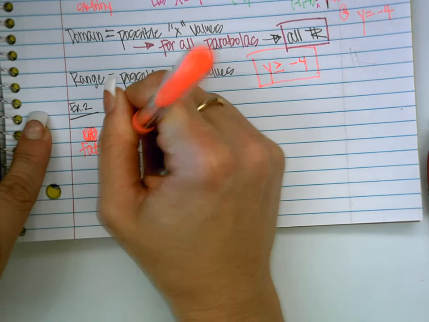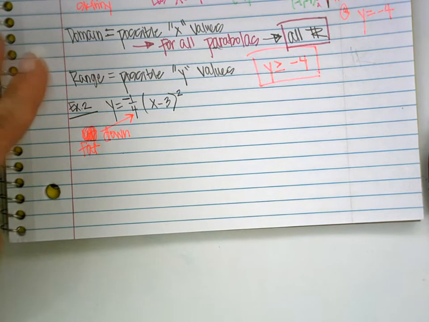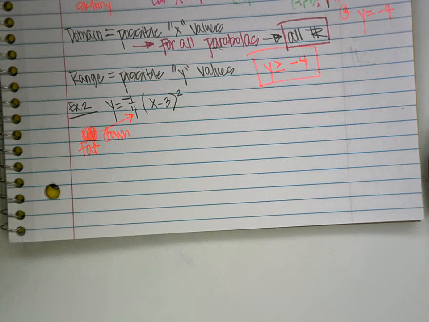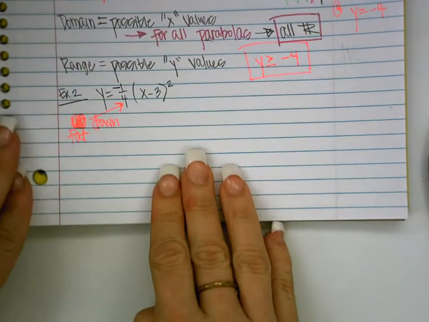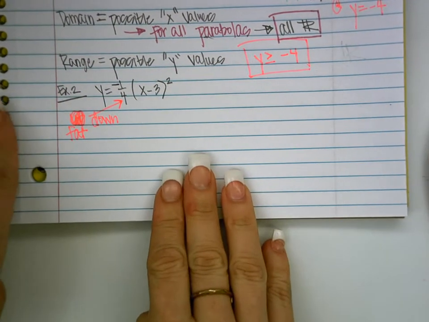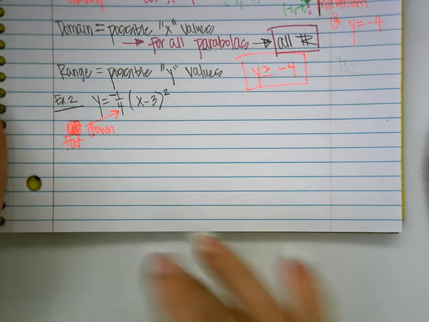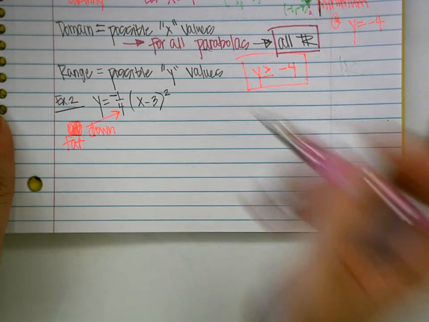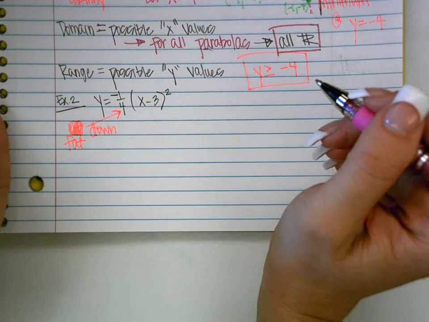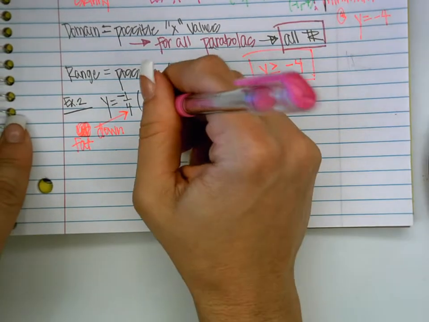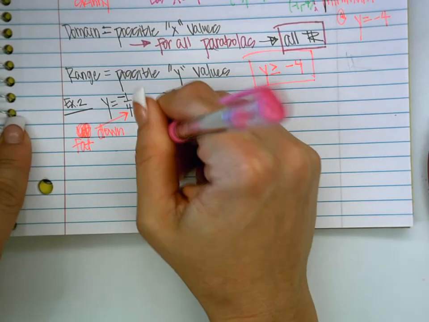I'm sorry, I changed it. So if you make that a negative, it's going to go down. -1/4, yeah. Sorry. So it's going to be facing down, and it would be fat or wide for both. Then, for the line of symmetry, how would you find line of symmetry? Line of symmetry is x equals what?